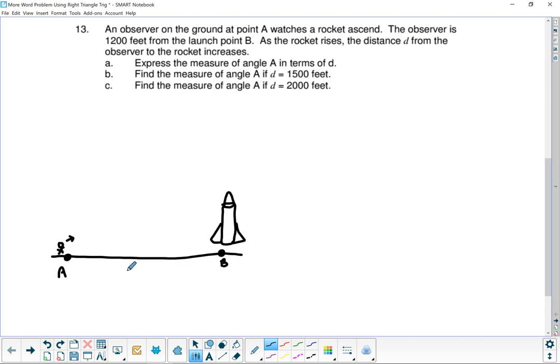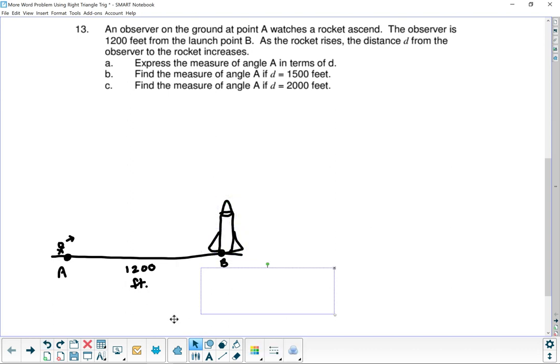And the observer is 1,200 feet from launch point B. As the rocket rises, the distance d from the observer to the rocket increases. Right now the distance from the observer to the rocket is 1,200 feet because the shortest distance is a straight line, to the bottom of the rocket.